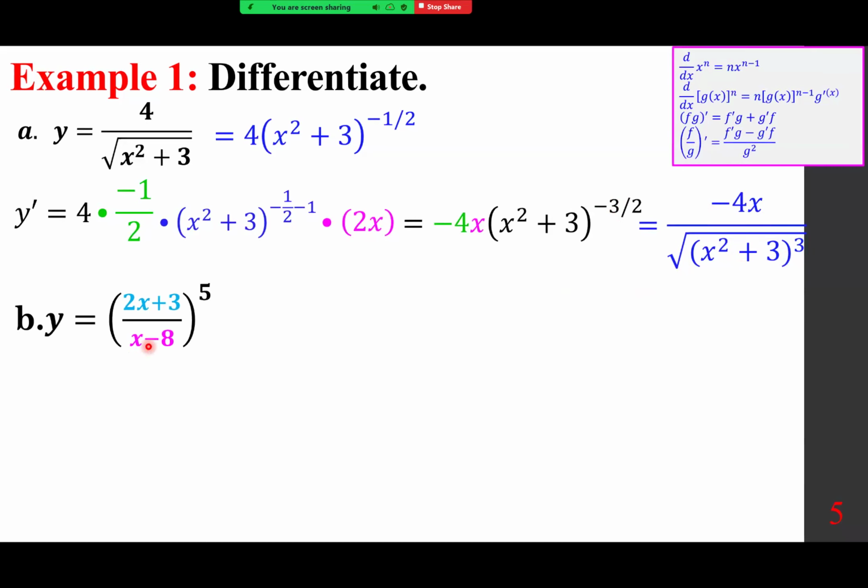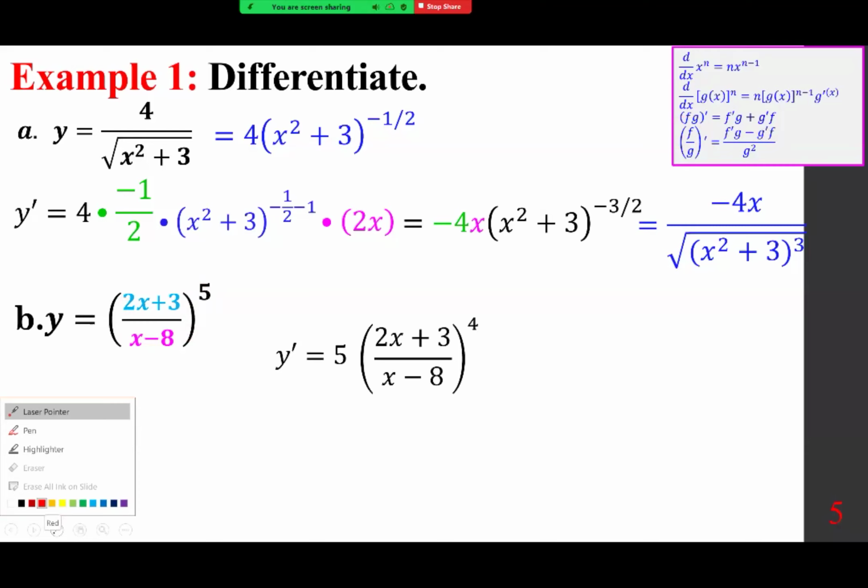Y equals 2x plus 3 over x minus 8 to the power of 5 uses the extended power rule. First, we need 5. Then we need the expression to the power of 5 minus 1, or 4. And this is f, this is g. We are going to use the quotient rule, f over g, which requires f prime g minus g prime f over g squared.